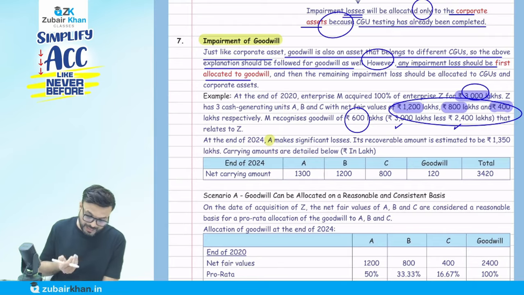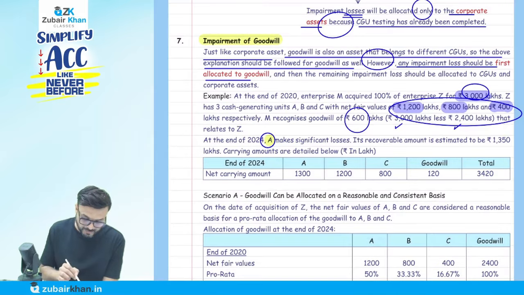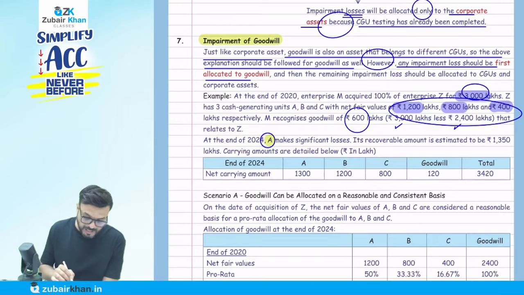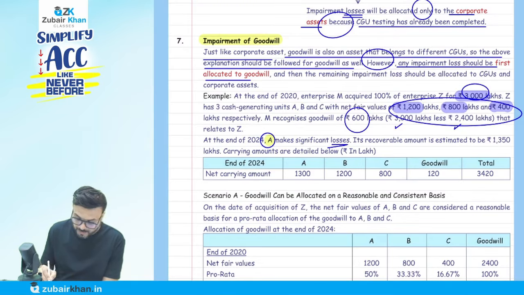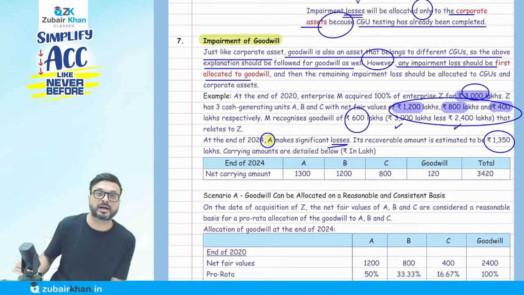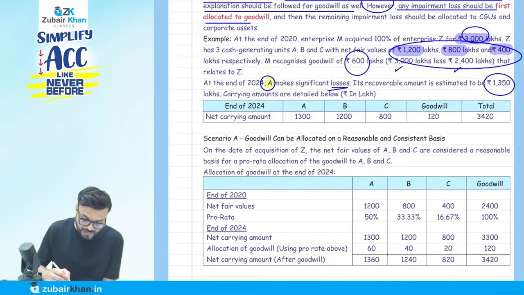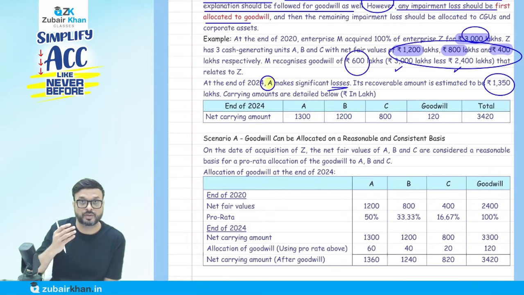Now at the end of 2024, after 4 years, they say A makes significant losses. How many CGUs did they purchase? 3: A, B, C. They are talking about A. Its recoverable amount is estimated to be rupees 1,350 lakhs. Carrying amounts are detailed below. After 4 years the carrying amount changes. A's carrying amount is 1,300, B's 1,200, C's 800 and goodwill appears at 120. This is the carrying amount after 4 years.